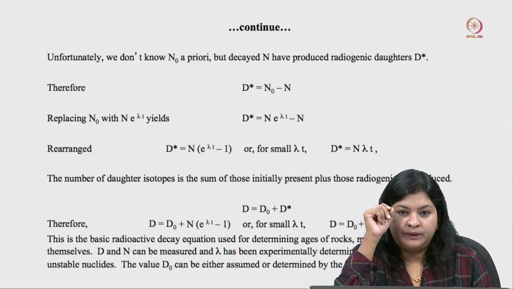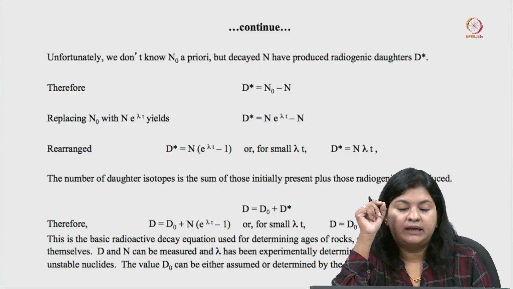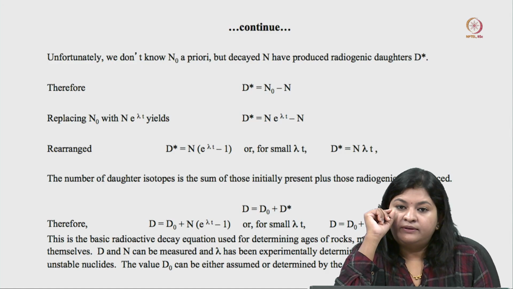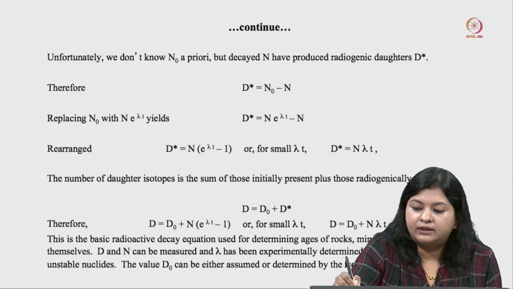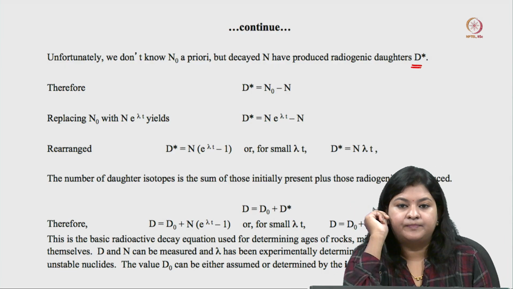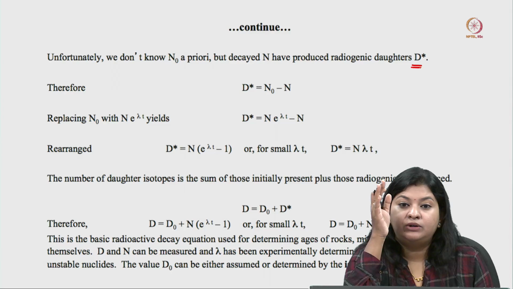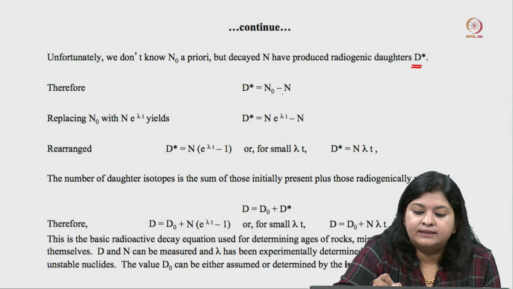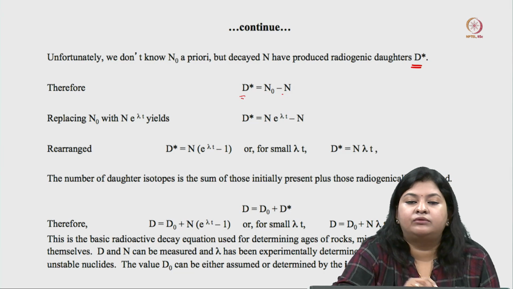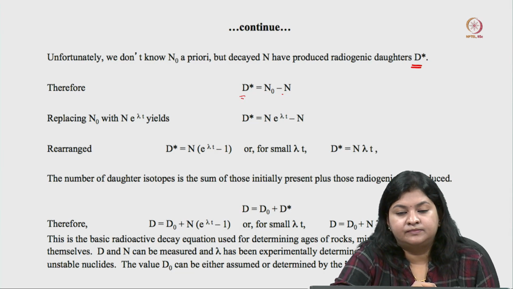Okay, we have to find a way to remove that n0 term from that equation. But what do we know now? We also know what the daughter atoms are that have been produced from that. So, n0 minus n will give me the number of radiogenically produced daughter atoms.